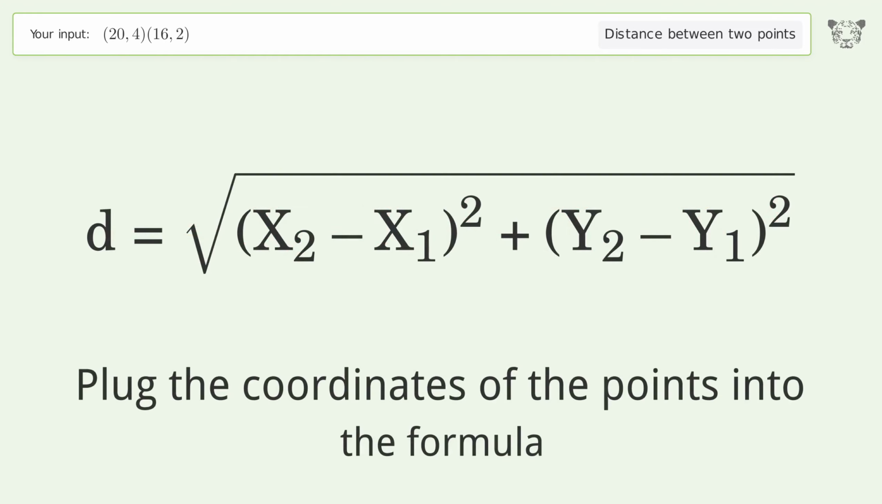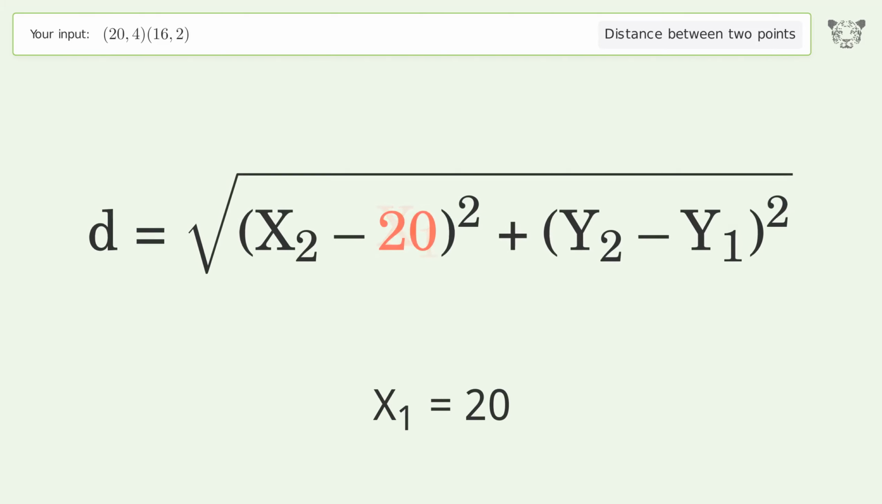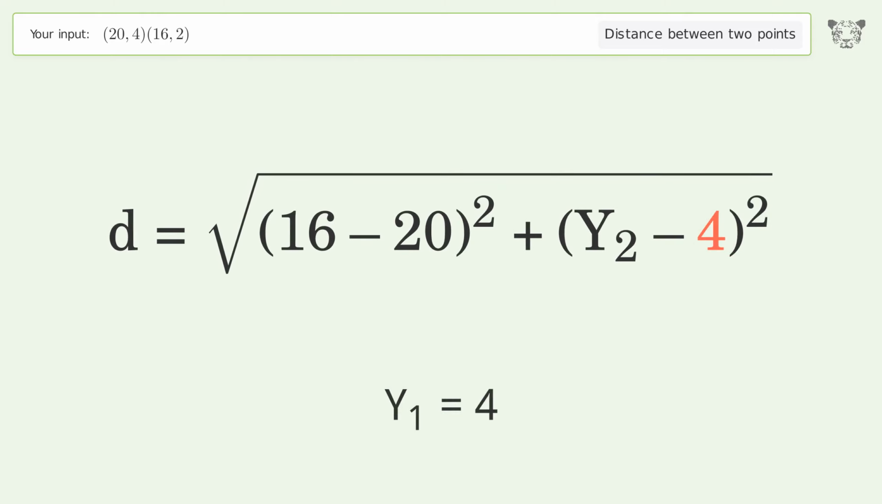Plug the coordinates of the points into the formula. x1 equals 20. x2 equals 16. y1 equals 4. y2 equals 2.